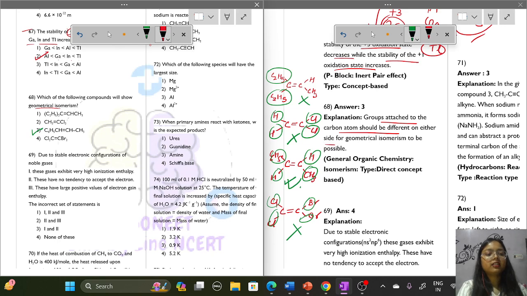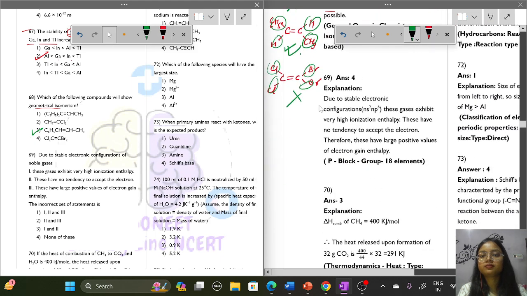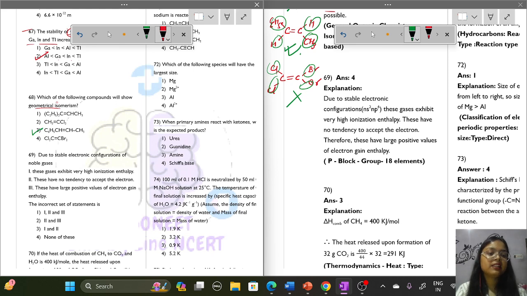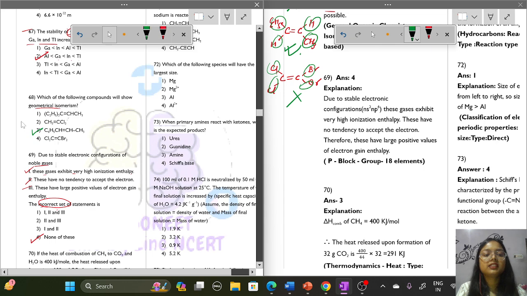Question number 69. Due to the stable electronic configuration of noble gases, these gases exhibit very high ionisation enthalpy. This is a correct statement. These have no tendency to accept an electron. This is also correct. And they have large positive values of electron gain enthalpy. So this is also correct. What is asked in the question? The incorrect set of statements. So these three are correct, so none of it is incorrect. Which will be the correct option? Option 4. None of these is the incorrect statement.